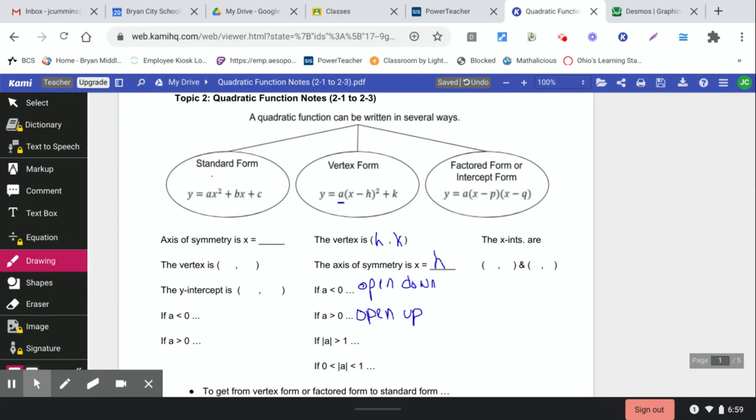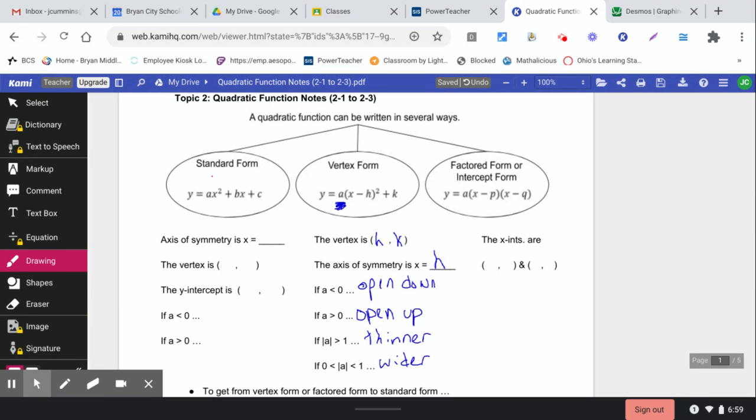If the absolute value of a is greater than 1, so if you have like a 2 or a 3 or a 4 or something like that out there, it is going to be thinner than usual. And if the absolute value of a is between 0 and 1, so like 1/2 or 1/4 or something like that, it is going to be wider than usual.